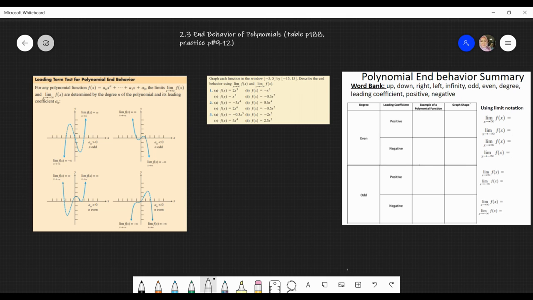Hi, in this video we're going to talk about end behavior of polynomials, and this is part of section 3 of chapter 2, polynomials. And as the name indicates, end behavior just means the behavior of the graph at its ends. We talked about polynomials last week and we said the low degree polynomials are linear, quadratic, and cubic, and I drew the parent functions in this case.